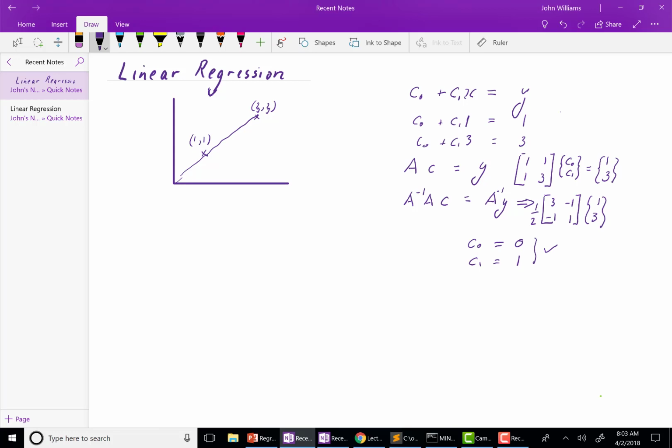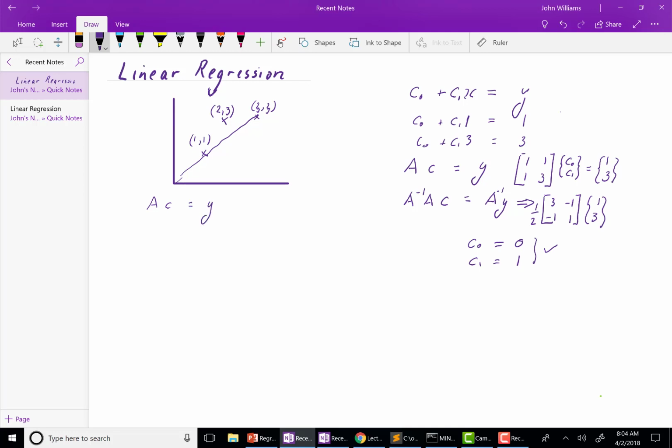Okay, now, that's all well and good. But what if we have another point? Let's suppose we have the point 2, 3. So it's clearly not on that line. And the question is, what's the best we can do now for putting a line through, in this case, 3 points, but eventually we want to do any number of points that are not collinear. So let's rewrite this equation, AC equals Y, for these 3.